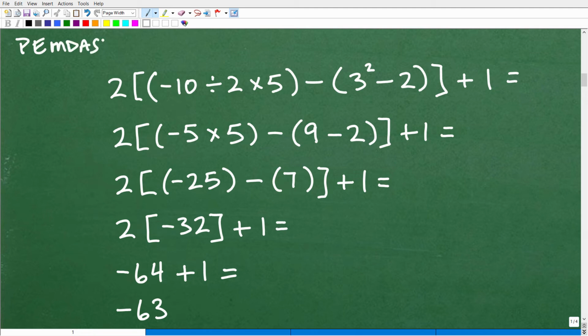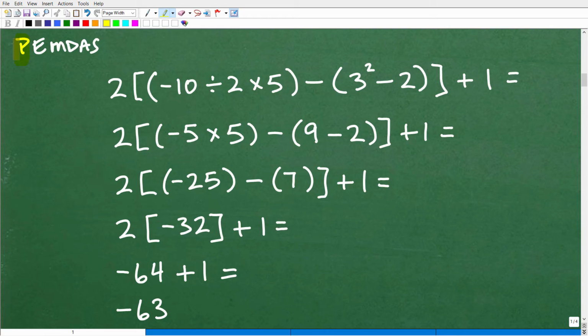Okay, so I'm looking at this. It's a bunch of numbers. I have all kinds of operations going on. I have division, multiplication, subtraction, addition, powers, parentheses. So what do I do, right? Well, I need an order. I need something to tell me what to do first, and that is the order of operations. So I'm going to start with P.